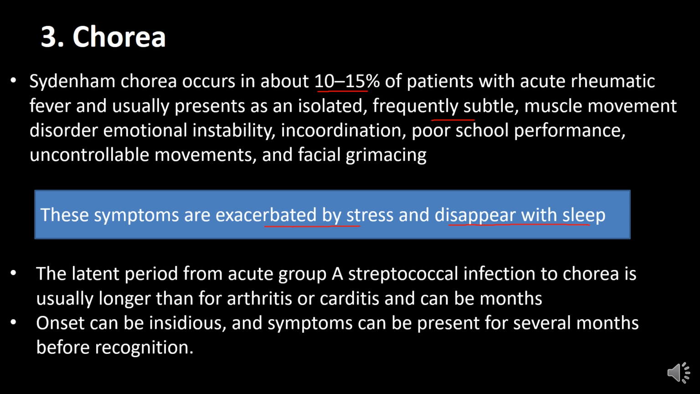So the latent period of acute group A streptococcal infection to chorea is usually longer than that for arthritis or carditis. So if we said carditis can occur slowly, how much more chorea? Chorea takes a longer time, like we already said. The onset can be insidious, and the symptoms will usually present several months before anybody ever notices that there is a problem. Because remember, we are saying they are very subtle and they can easily be misinterpreted in a different way.